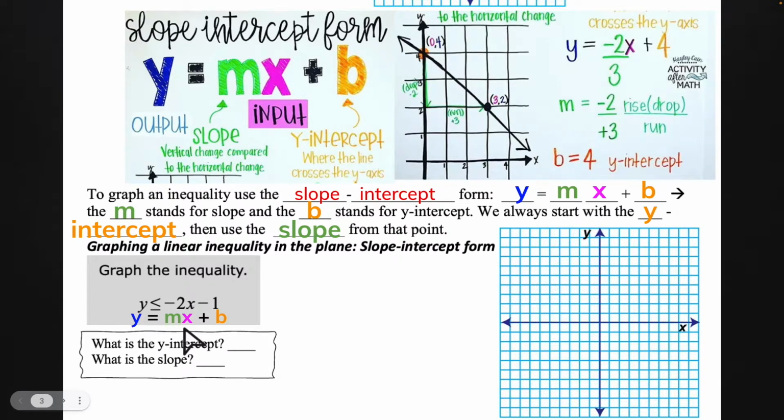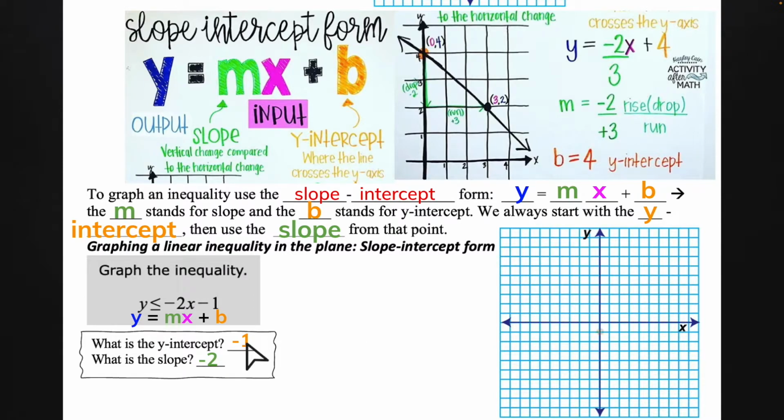So I have y equals mx plus b right here. So what is the y-intercept? Well, that's going to be the -1 right here. And then what is the slope? Right here is the m, so that's the -2. So we have our 2 points we can graph. So we're going to start with our y-intercept.